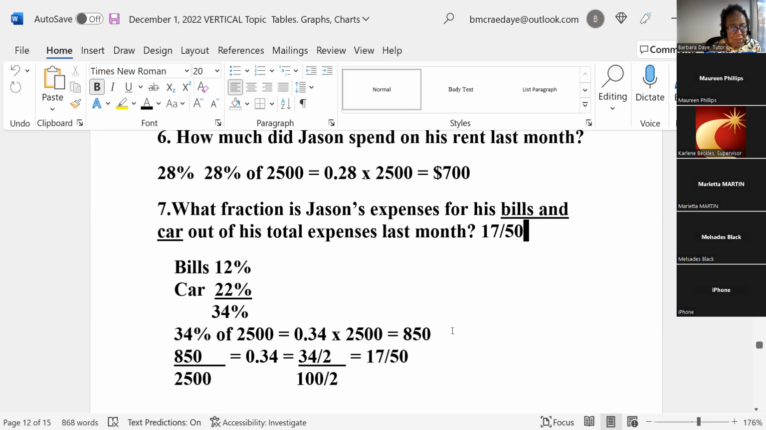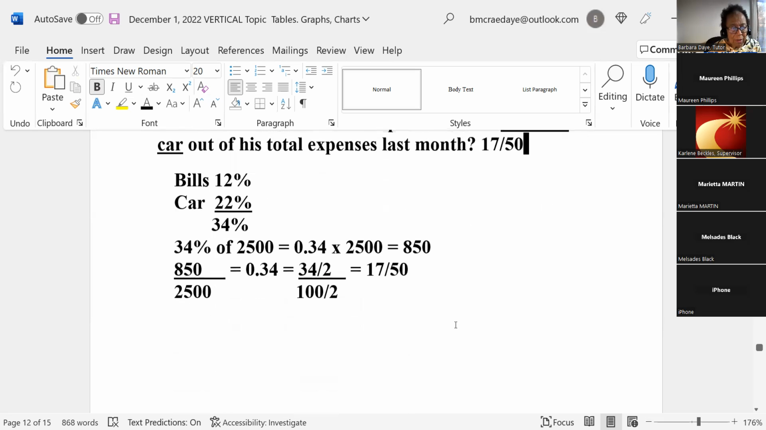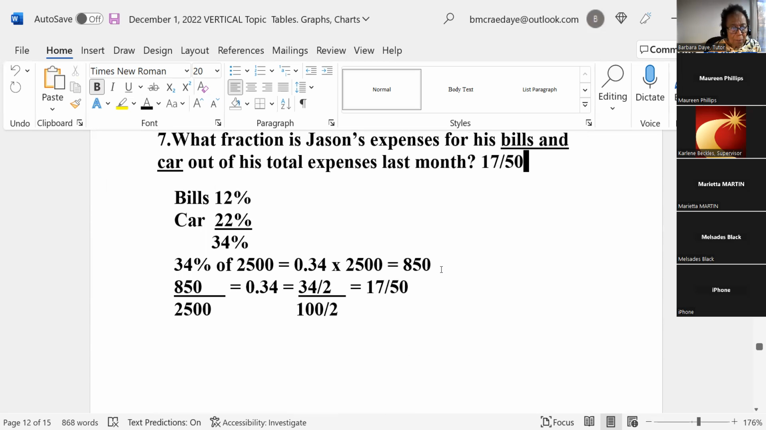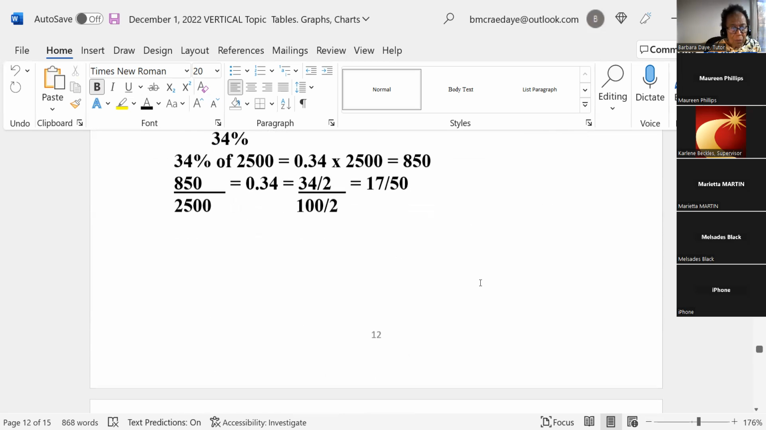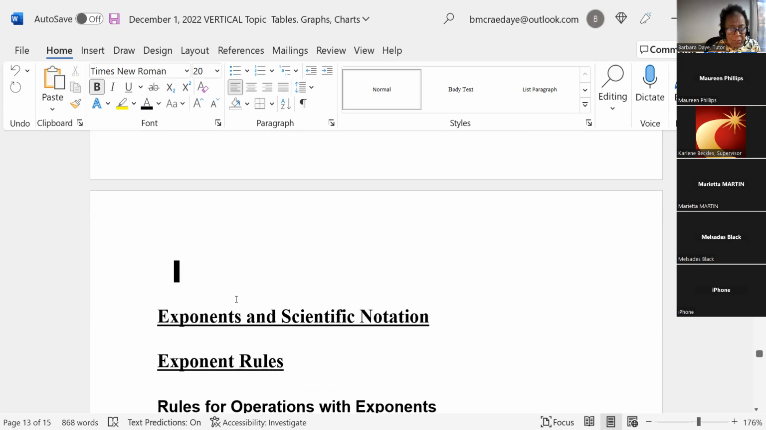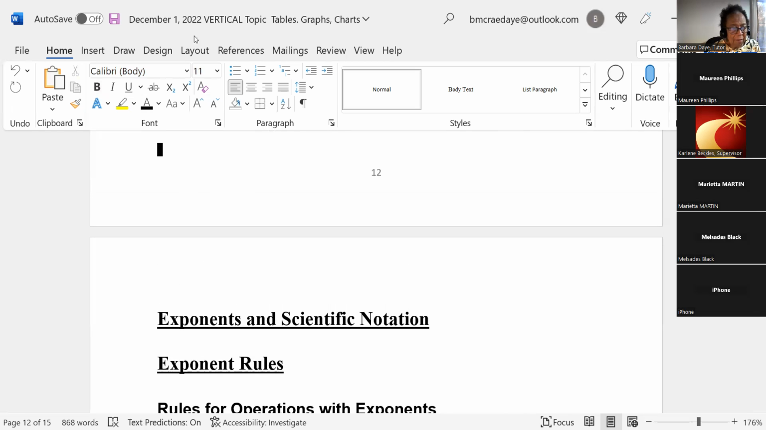So that takes care of the pie chart. I'm going to be on the bed for a minute. I have to elevate my foot. Okay. Well, I have some exponent rules here I want to get started on, and then we'll finish up with that.